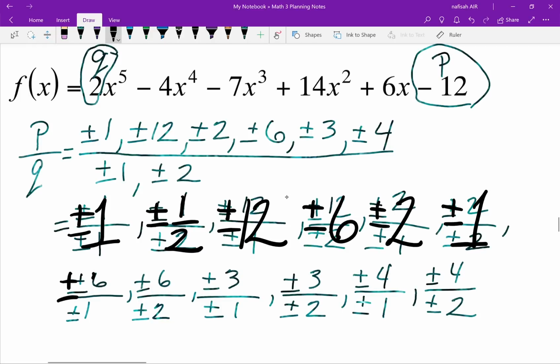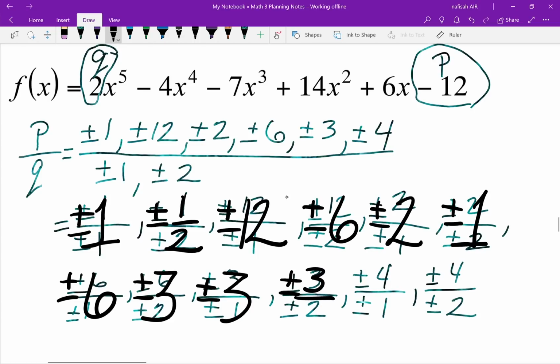6 divided by 1 is 6. 6 divided by 2 is 3. 3 divided by 1 is 3. 3 divided by 2 is 1 and 1/2, but I'm just going to leave it as 3/2. 4 divided by 1 is 4. And 4 divided by 2 is 2. So now that I've simplified all of the fractions that could be simplified, I'm going to write down anything that I have left.